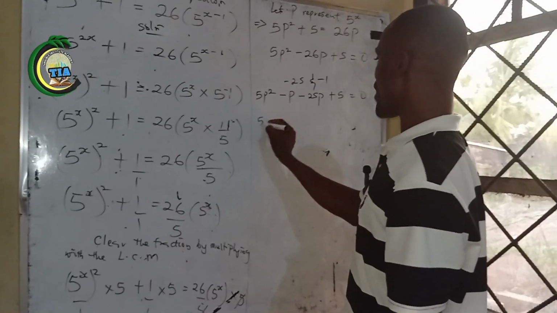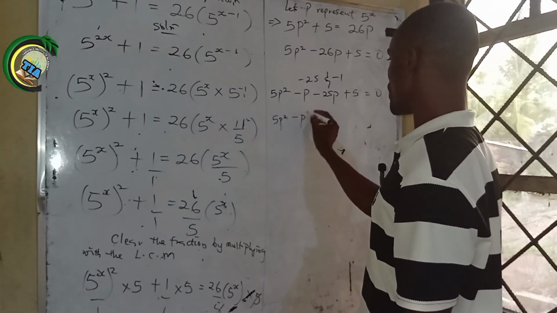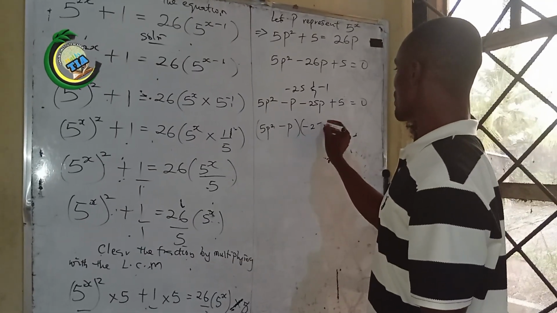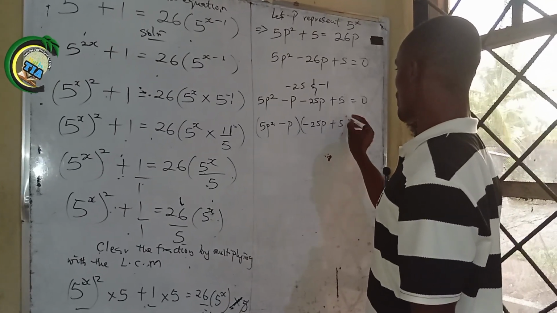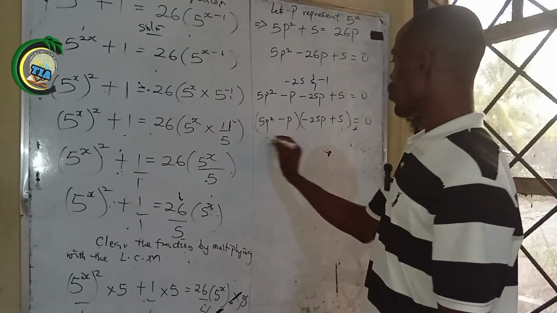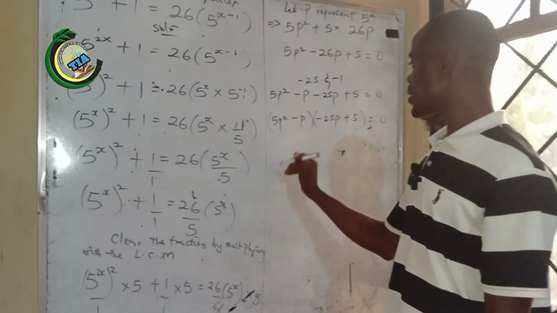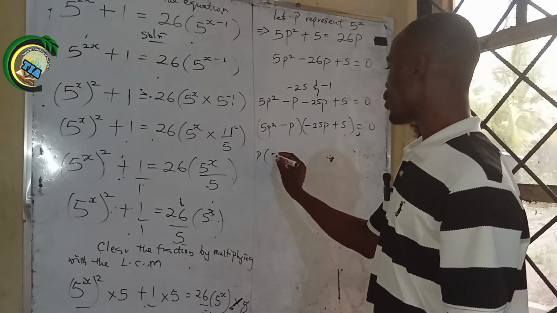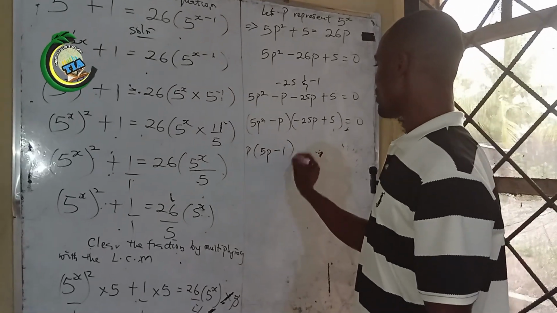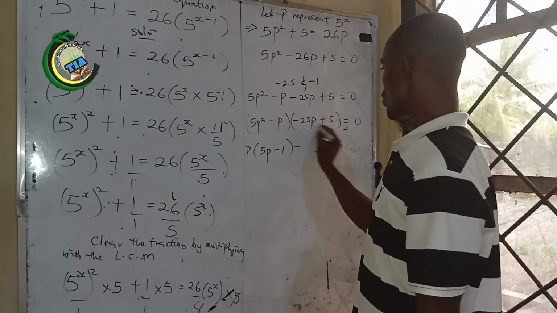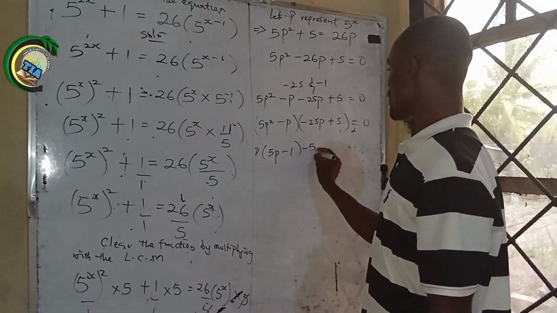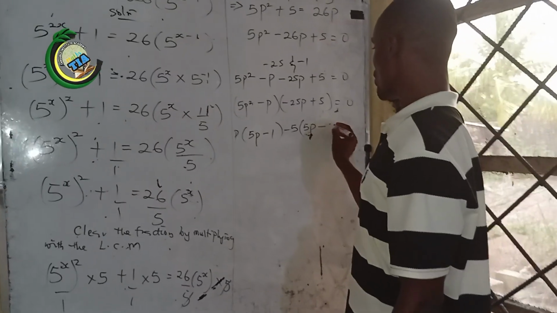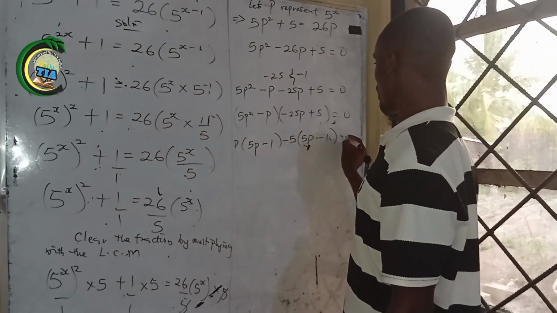So we now have 5p minus p. You put them into the bracket, then minus 25p plus 25 is equal to 0. So what is common? We have to factor out everything that is common. What is common here is p. So we have 5p minus 1. Then what is common here is minus 5. In bracket we have 5p minus 1 equal to 0.